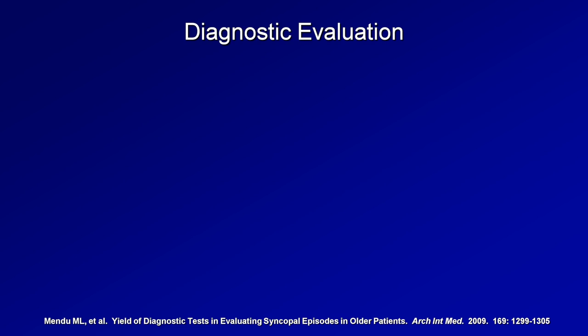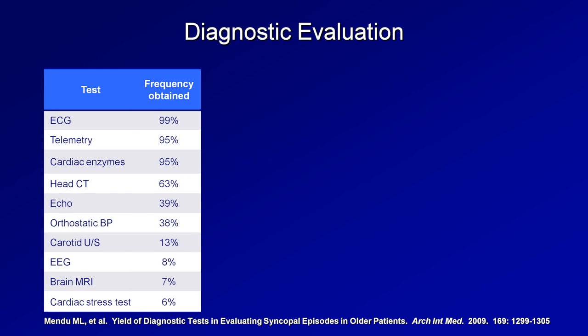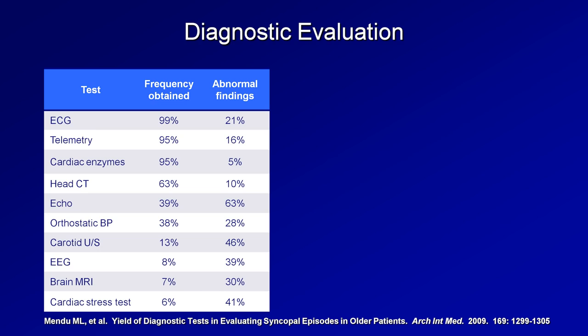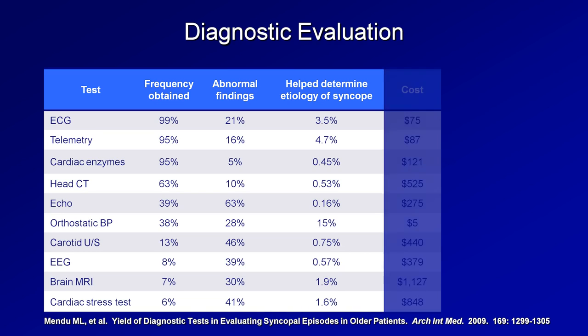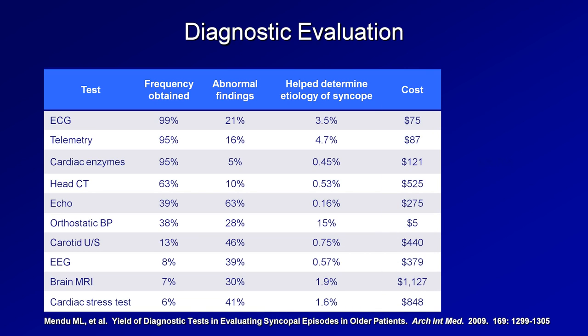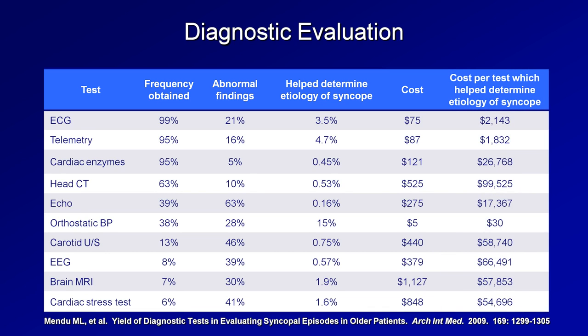The study looked at data from 4.5 years and included over 2,000 syncope admissions. Here are some tests with the frequency with which they were ordered, the frequency with which they were abnormal, and the frequency with which they helped to determine the etiology of syncope. If one then looks at the cost of each test and divides the cost by the fraction of tests which helped to determine the etiology, one can establish a measure of cost effectiveness purely from a diagnostic point of view.